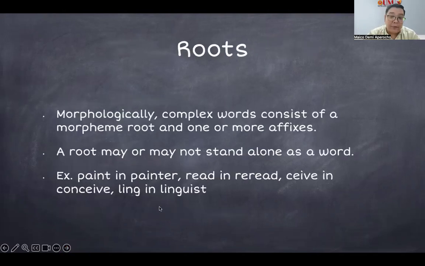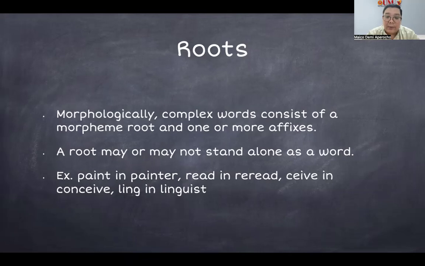Now, I think you've heard before the word root. Morphologically, complex words consist of a morpheme root and one or more affixes. A root or root word may or may not stand alone as a word, so it depends. For example, when we say paint in painter, paint there is the root. Read in the word we read, read is the root. Sieve in the word conceive, sieve there is the root. And ling, as in linguist, is our root.